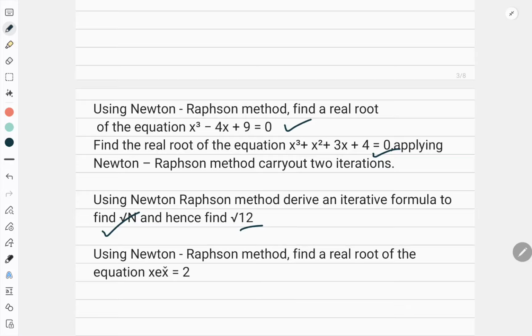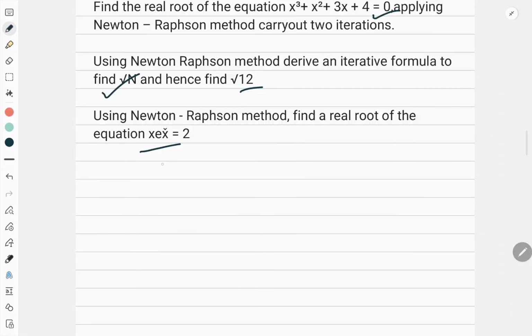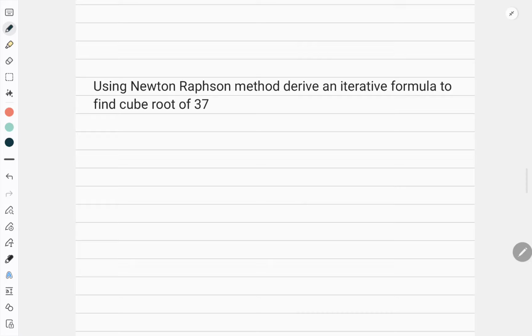I will do cube root for you. Then this is a transcendental equation. This also is for your homework purpose. I'll do the other question to explain to you. These are the easy questions. And it is x e to the power x is equal to 2. Okay, I'll give you the hints for these questions as well. Don't worry about it.